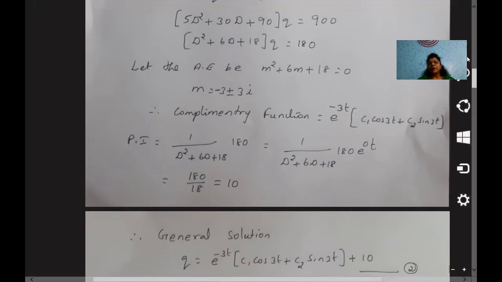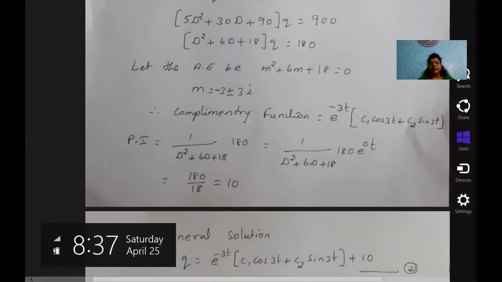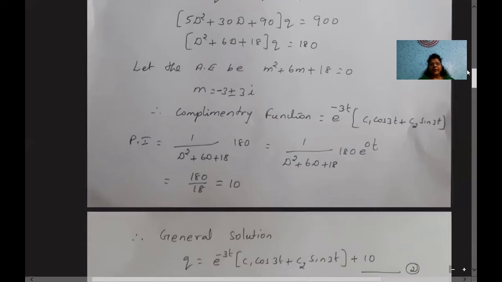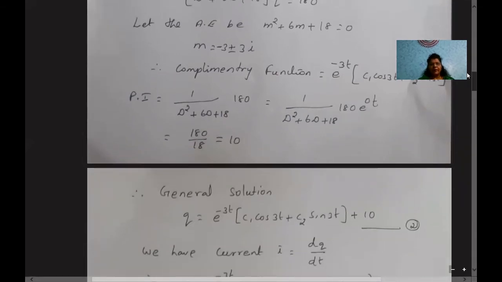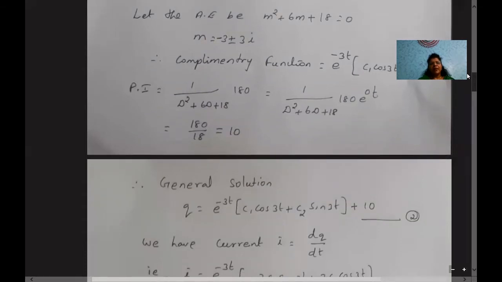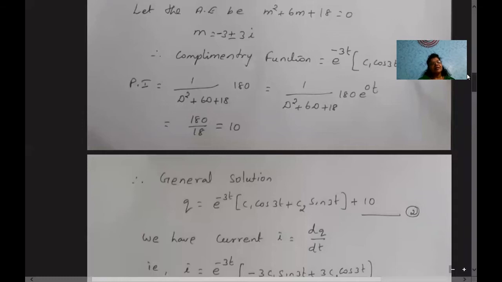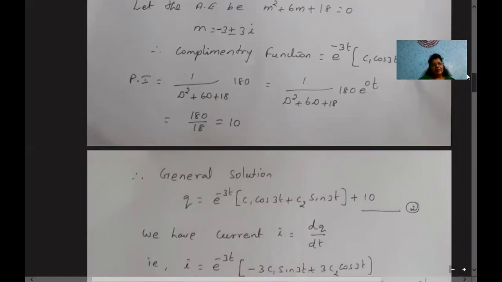Next we will move on to the particular integral. How do we find the particular integral? Write the differential operator 1 by D squared plus 6D plus 18 of 180. 180 is a constant number. So case 1 of the PI we have to apply.